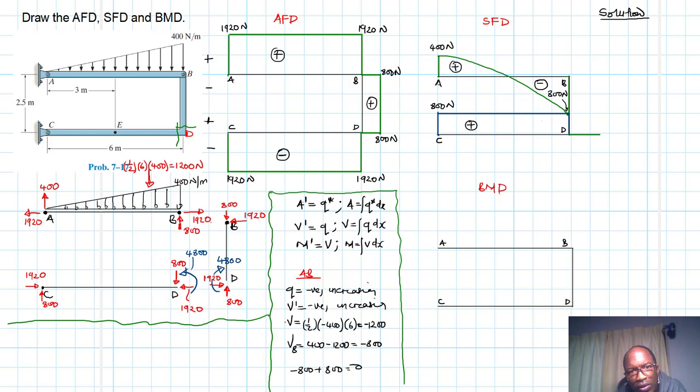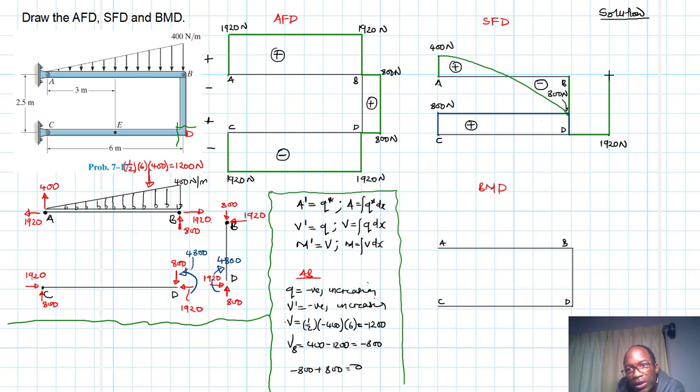Let's say our 1920 goes up to there like this. All right, that's our 1920. Let's give it a value: this 1920 is 1920 newtons. And then later on, we don't have any lateral distributed force from D to B. Therefore, the slope will be 0 from there to there.